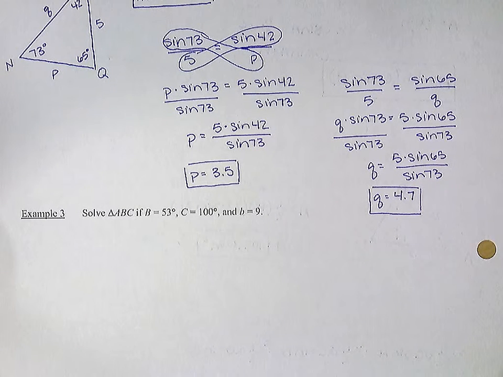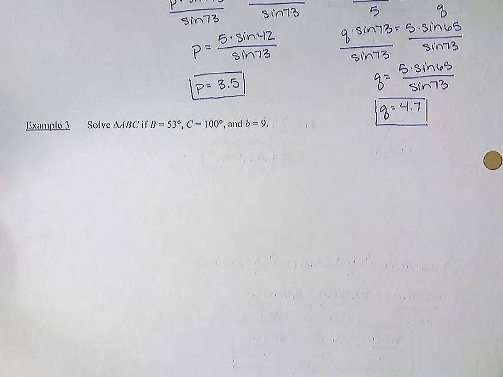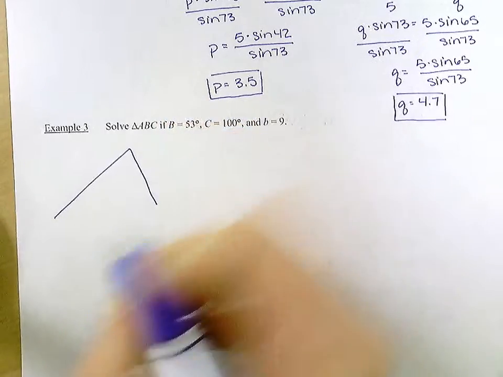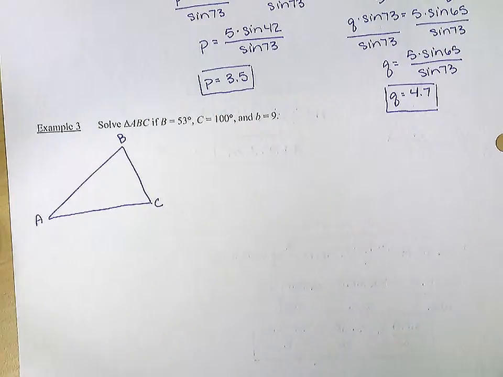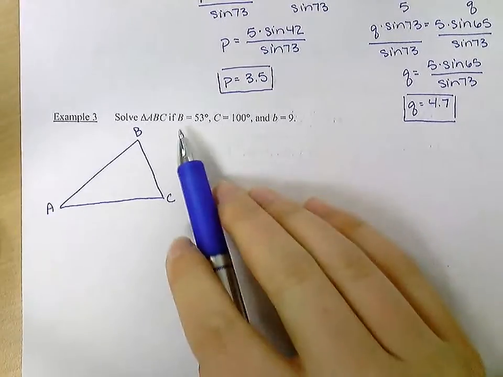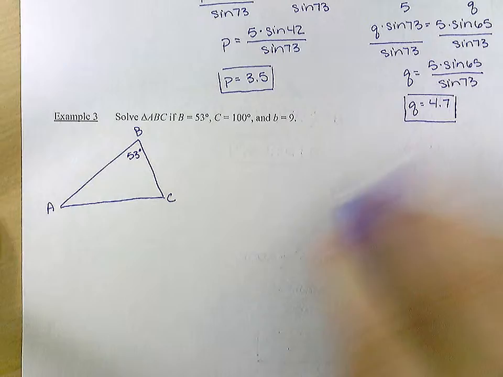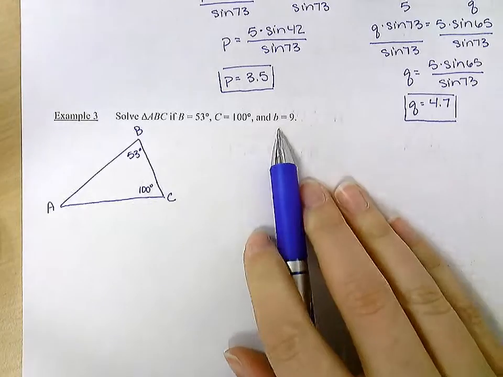All right, any questions? Anybody need help entering it into their calculator to get that correct answer? All right, then last example here, example 3. We want to solve triangle ABC. So again, I want to draw out this triangle. Okay, so I have triangle ABC. We have angle B is 53 degrees. Angle C is 100 degrees. And lowercase b is 9.